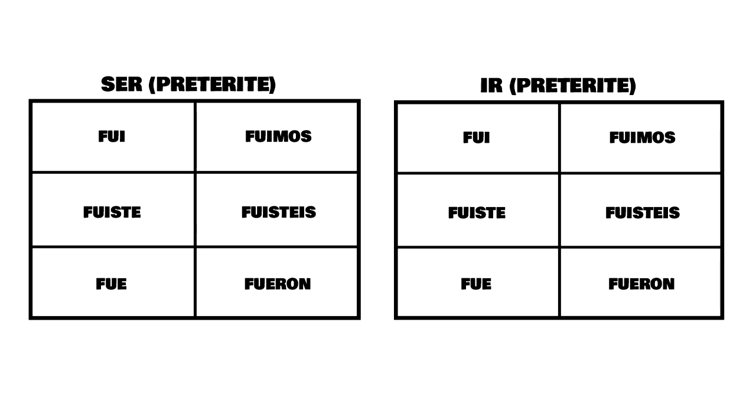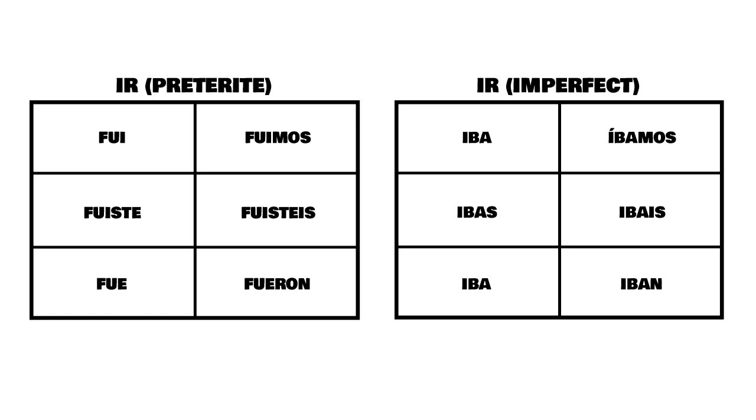Thanks, Estar. You are the man. Or would that be ser? Ugh. Ser and ir look exactly the same in the preterite, the fui, fuiste, fue thing, but as you saw, context almost always makes this not just easy, but non-existent as a problem. Then in the imperfect, ir isn't regular, but it sure feels like it is. Iba, ibas, iba. As you've seen in this video, none of this is difficult to understand.